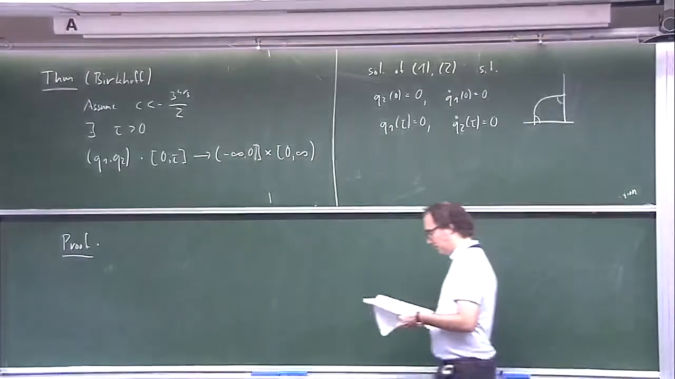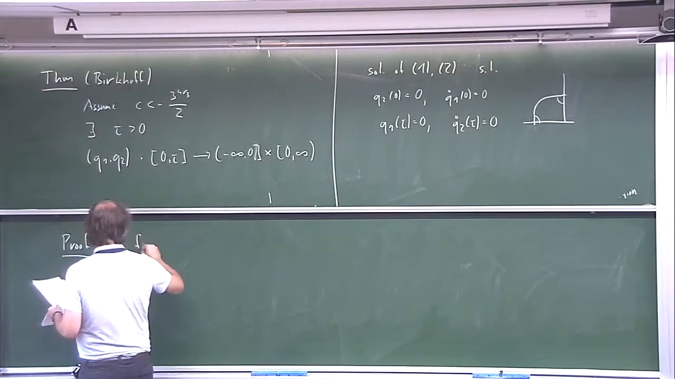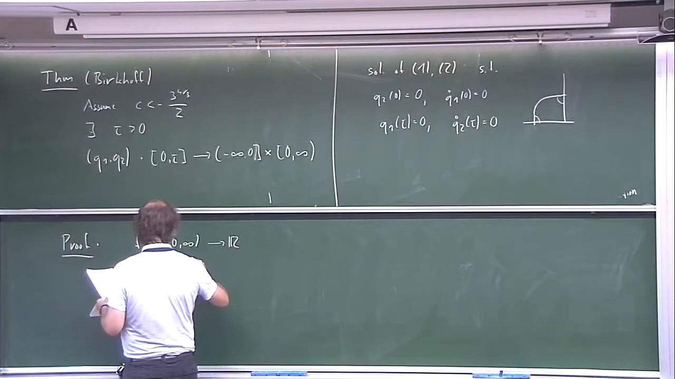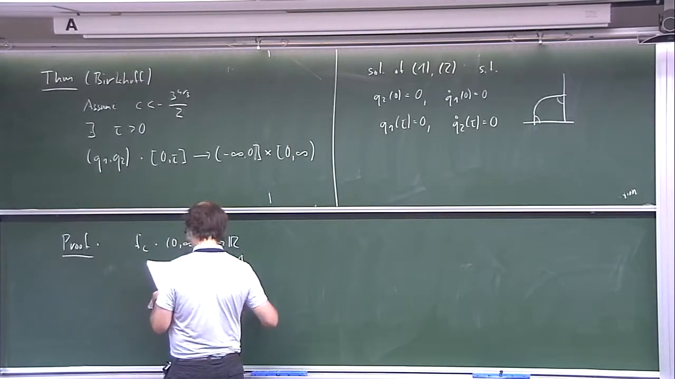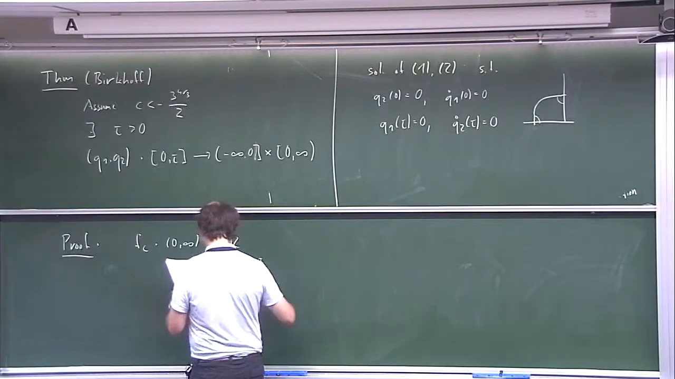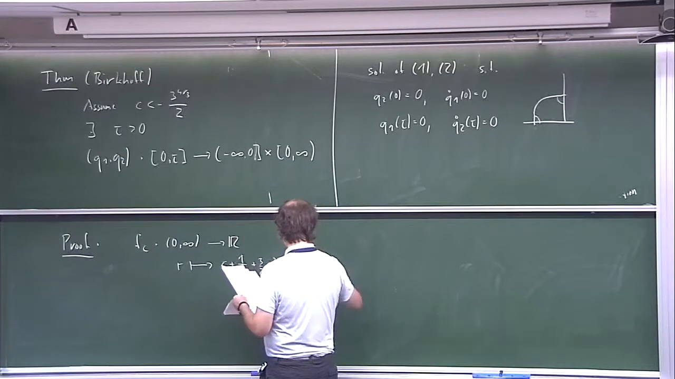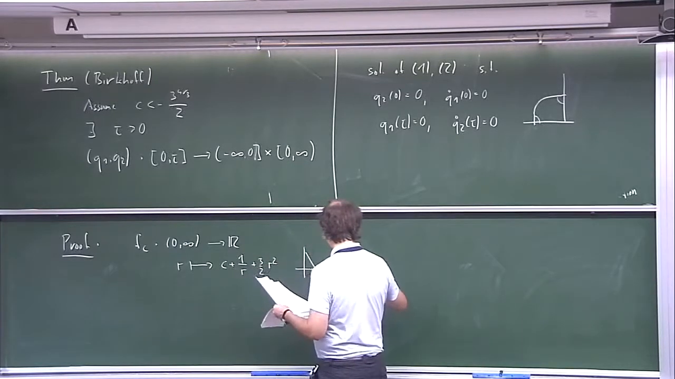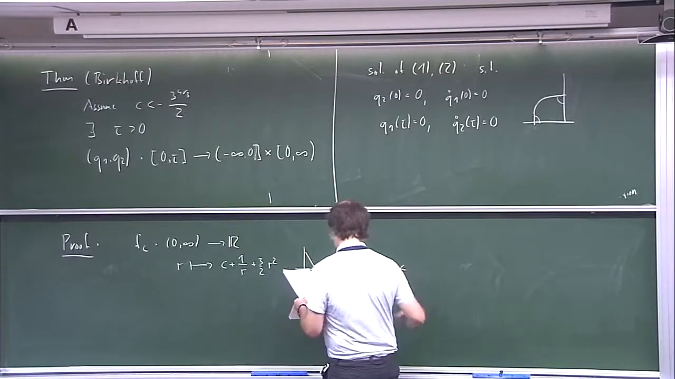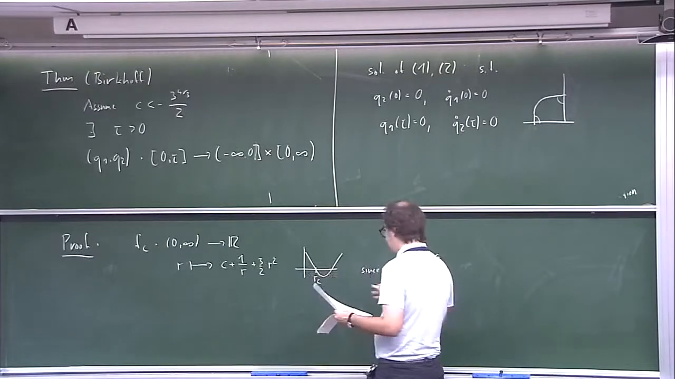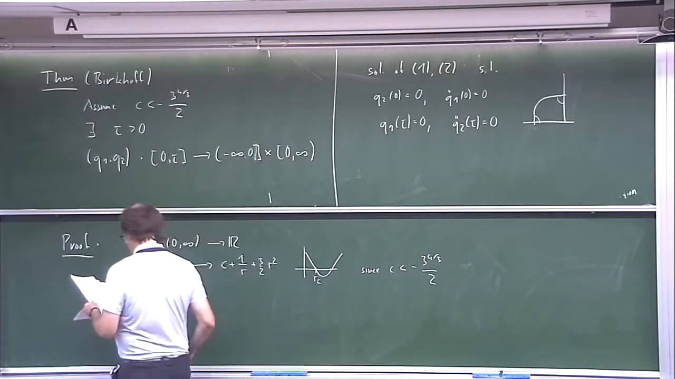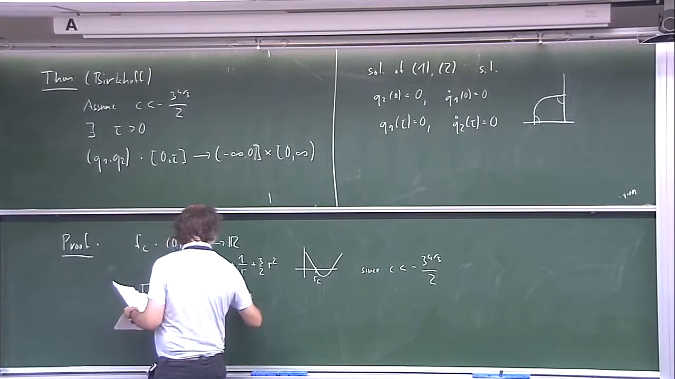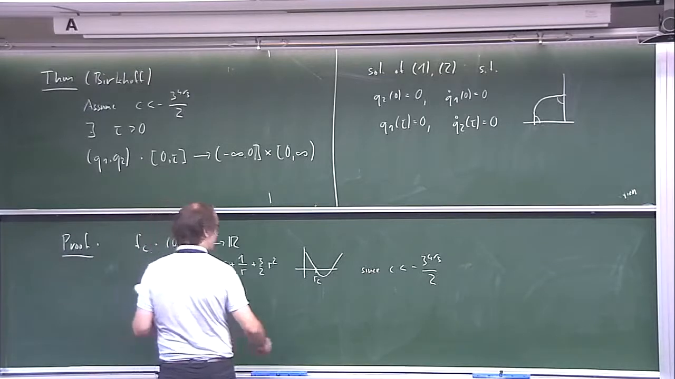So let us write F_c from 0 to infinity to R, r maps to c plus 1 over r plus 3 over 2 r squared. And this looks like this. And we have here the point r_c. This is since c is less than minus 3 over 4 to the 3 over 2, which you can check. And then for r in 0 to this r_c here, we consider the following.